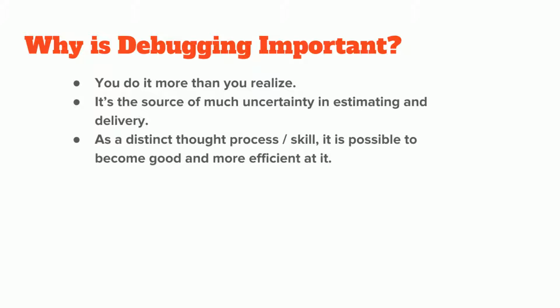So why is debugging important? Number one, you do it more than you realize. Debugging isn't just sitting down with a debugger and a notebook and getting very into it. Debugging is anytime you write a line of code and you hit refresh and it doesn't do the thing that you thought it would do. Anytime you open up Chrome developer tools, that's debugging. So it's important to learn the holistic approach to it, so you can do it a little bit more efficiently. Of course, it's a source of much uncertainty.